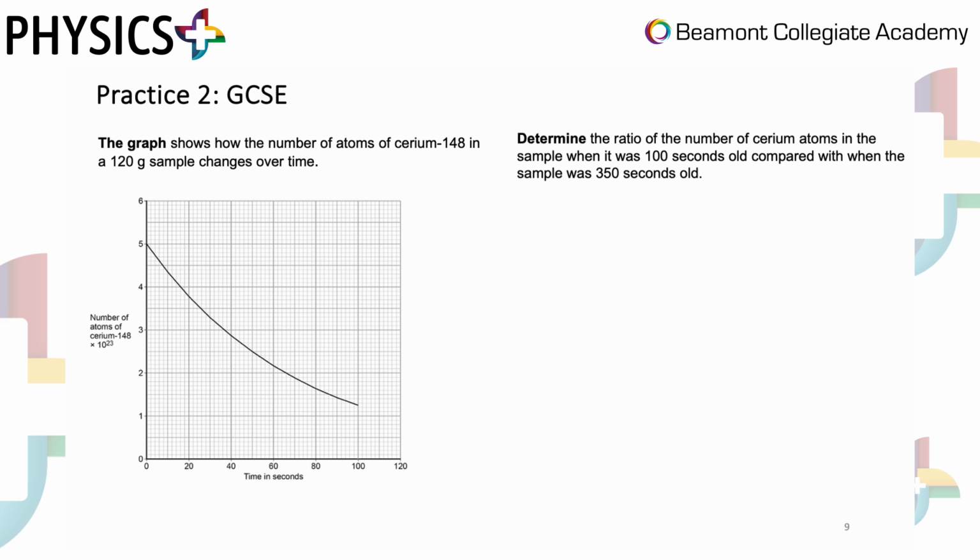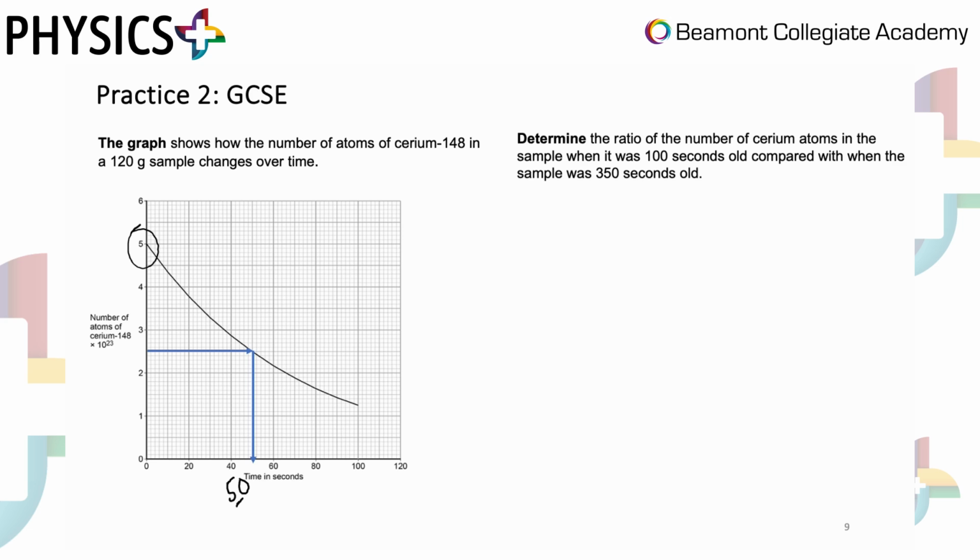How did you get on? For this question, I'd head straight over to the graph. I would note that my starting activity was 5. Half that is 2.5. Draw an arrow across from that to meet the line. Draw an arrow down, and this will give me a time of 50 seconds. That is the time of 1 half-life.